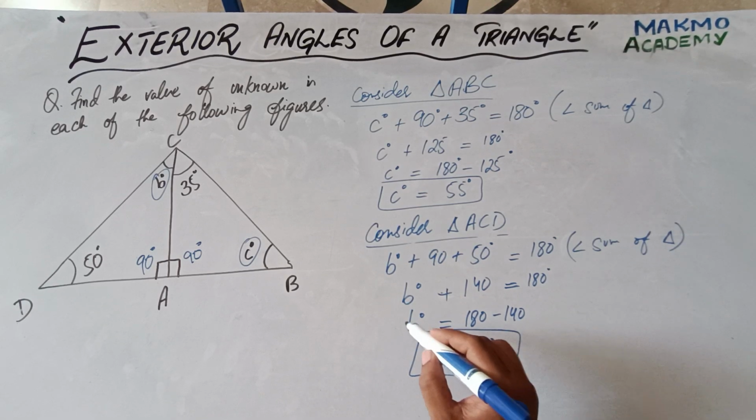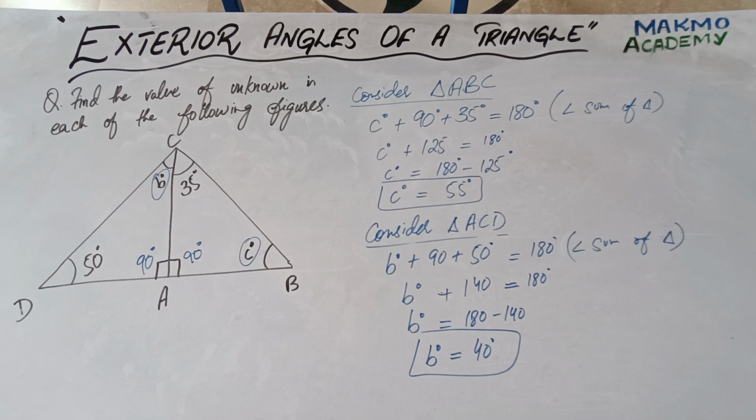So the size of B is 40 and the size of C is 55. So this is how we can apply all those properties which we have discussed in the previous videos and in the same video to find the value of unknown angles in a triangle.